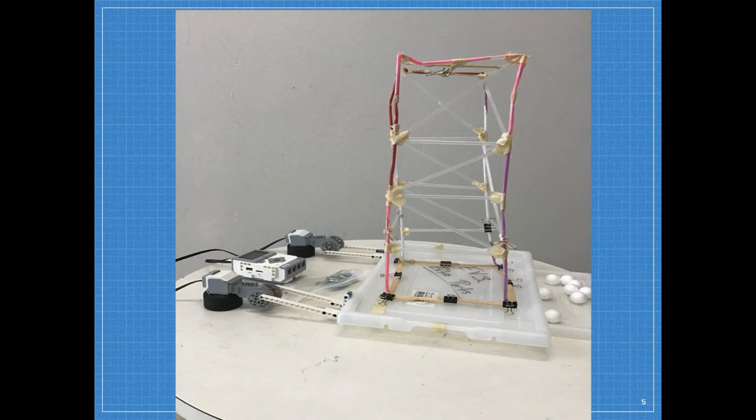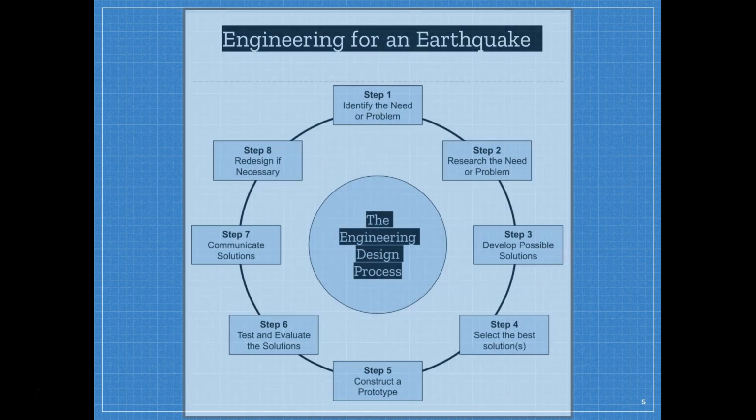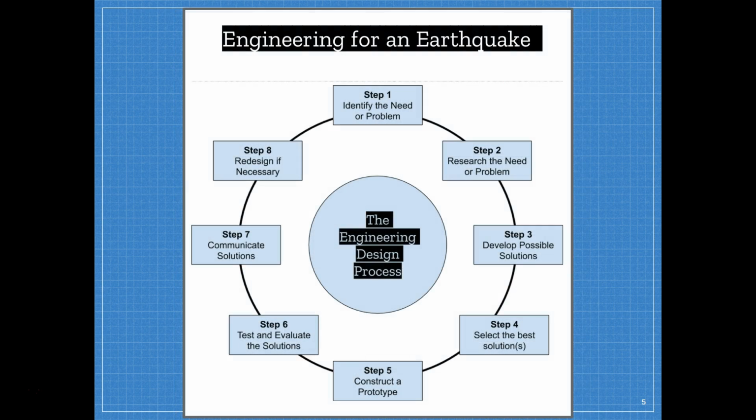So let's take a look at what I did and the data that I collected. As I mentioned before, students were in charge of working through the engineering design process to create a structure that could withstand an earthquake. By moving through the engineering design process, I developed rubrics for 4 crucial steps that I felt would be beneficial in finding data regarding student growth. Those steps were Step 2, research the need or problem. Step 3, develop possible solutions. Step 5, construct a prototype. And Step 7, communicate solutions.